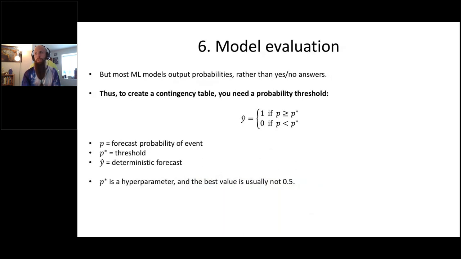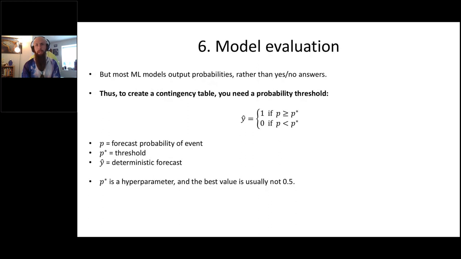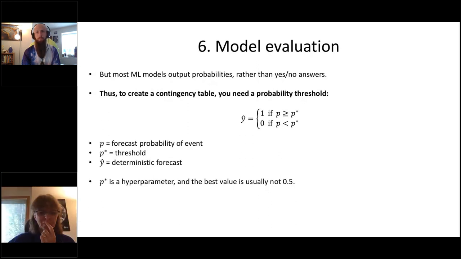So before you can create a contingency table, you need to choose a probability threshold, because almost every machine learning model that does classification will output probabilities. It won't output straight yeses and nos. So you've got to choose a threshold to get that probability into a straight yes or no.